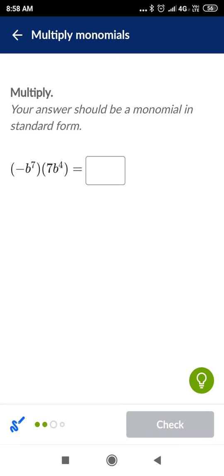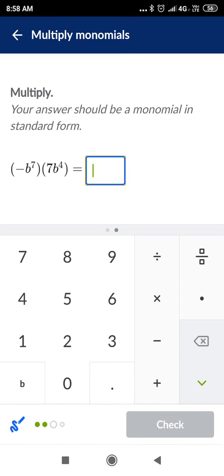The first component is sign, which is minus into plus, which becomes minus. Second component is constant. In the first monomial, there is no constant, which means it is 1. And in the second monomial, it is 7. So 1 into 7 is 7. And the third component is b to the power 7 into b to the power 4, which is b to the power 11.